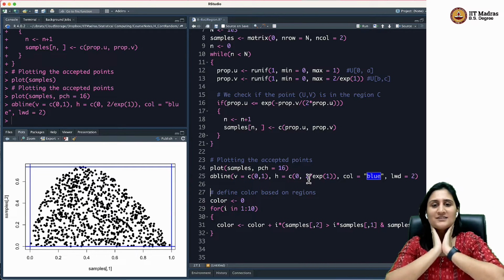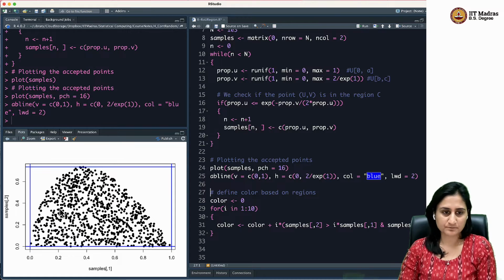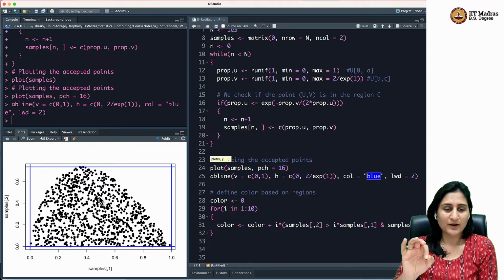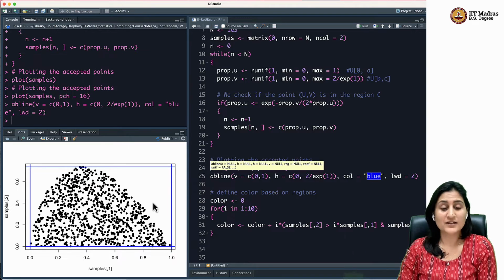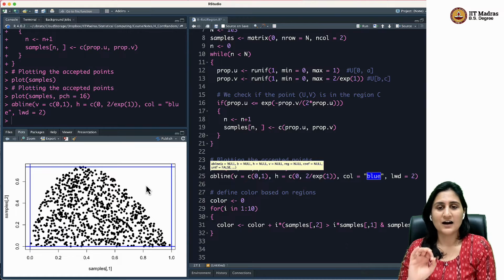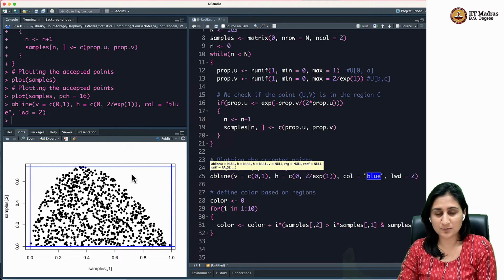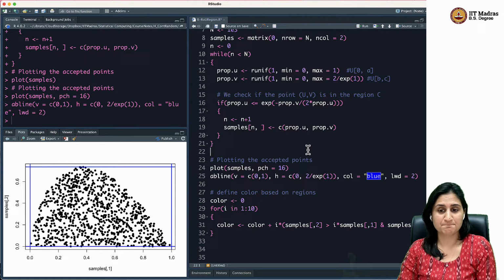So this is exactly what's happening in my accept-reject. Whenever I get a point that is proposed outside the line, that point is rejected. Otherwise, it's accepted, and these are all the accepted points. There must have been points outside as well, but they happen to not be accepted.